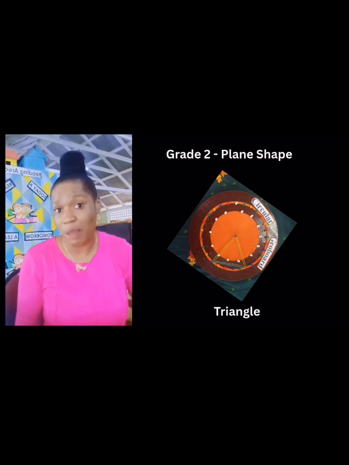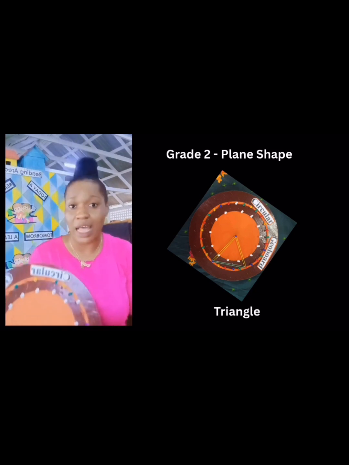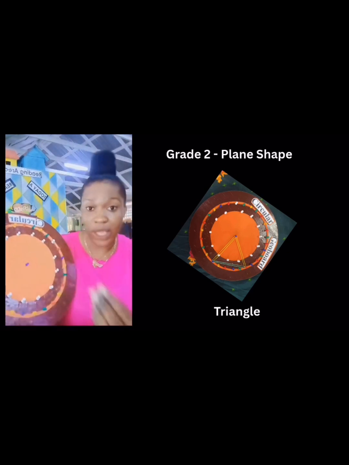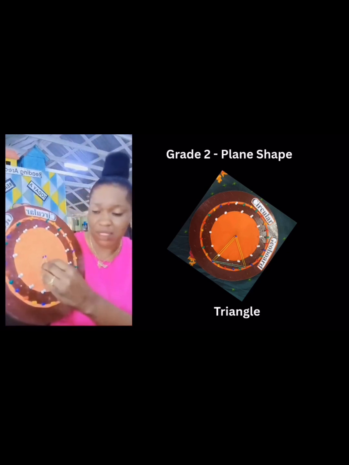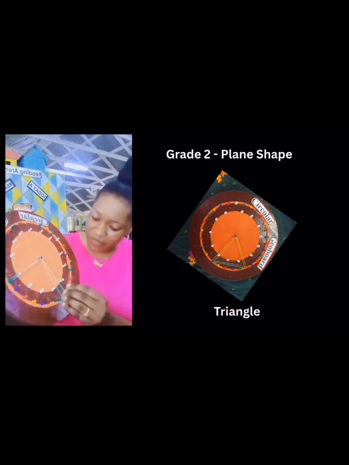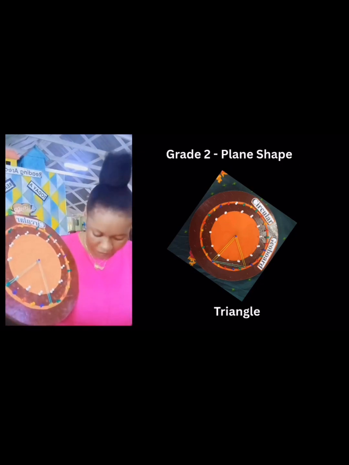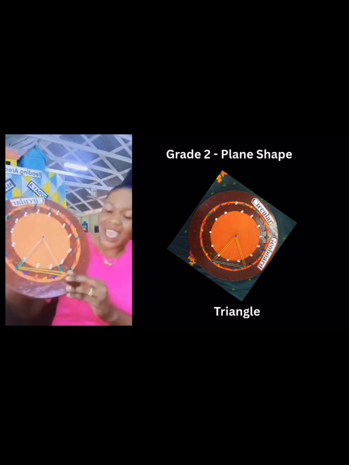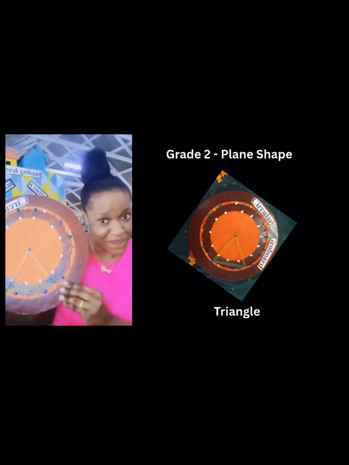The first grade I'll be looking at is grade 2. I'll be looking at plane shapes, and that plane shape will be a triangle. So I connect the rubber band from the center to one peg, from the center again to another peg, from a peg to another peg, and there I have a triangle.